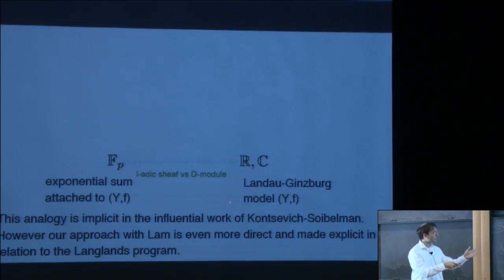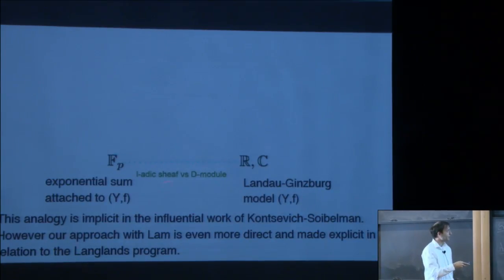But at least on the surface, you have the same kind of data. In a Landau-Ginzburg model, you have some variety and a regular function on it. And in number theory, what people classically do is also to have some variety defined over F_p, a function on it, and then take the exponential sum.